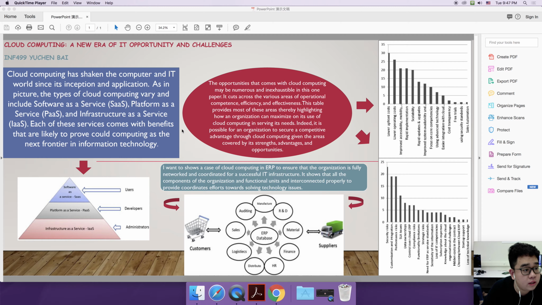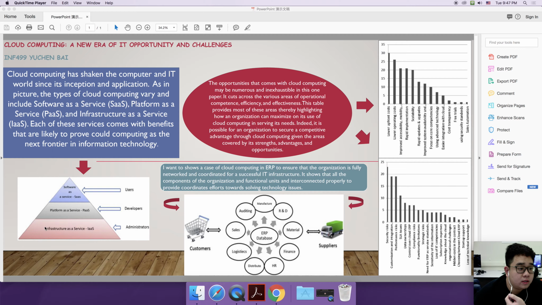My name is Yuchen. Today I want to introduce cloud computing. Cloud computing has shaken the computer and IT world since its inception and application.